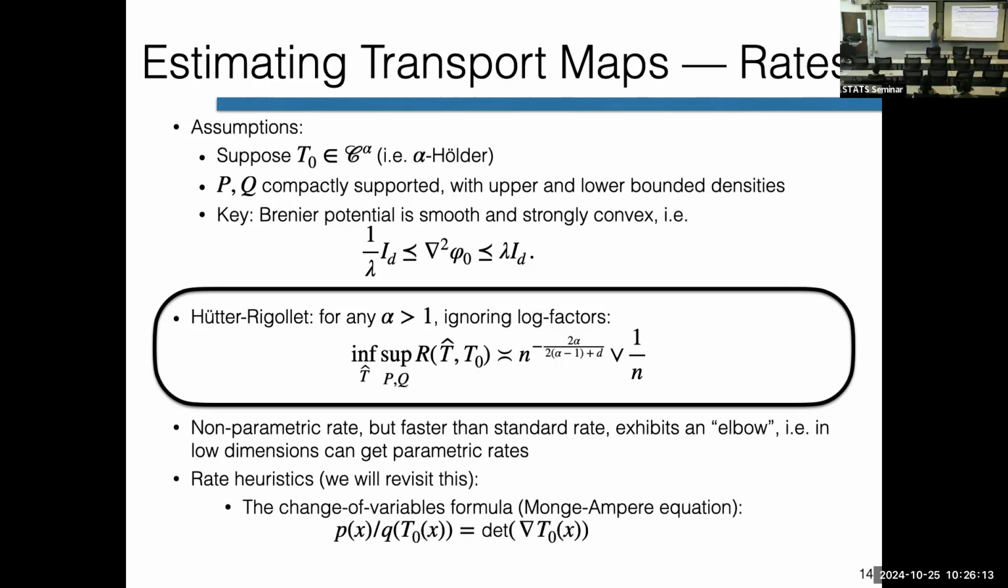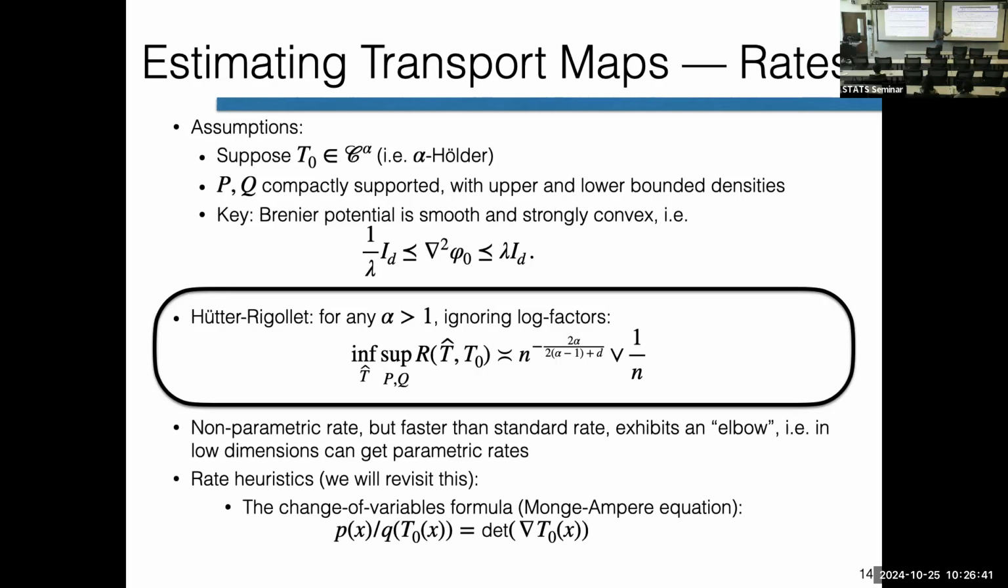Maybe for now, I'll tell you one way of thinking about where this rate comes from. This is maybe not the most transparent way to think about it, so if it doesn't make sense, just ignore it. So remember this change of variables formula. It said something like P of x over Q of x looks like the determinant of the gradient of the transport map. So you should imagine in your head, you're sampling something like the distribution P. So you're in some sense observing the gradient of the transport map.